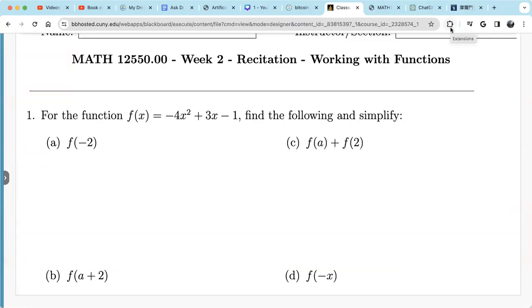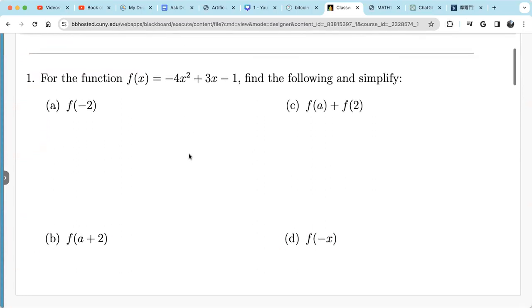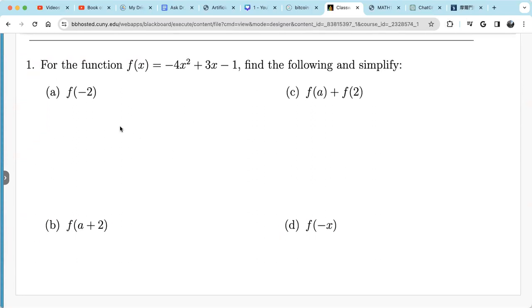Okay, I'm going to work this one out. I see still some students make mistakes on this. So let's see the first one. We're given a function f of x equals negative 4x squared plus 3x minus 1.